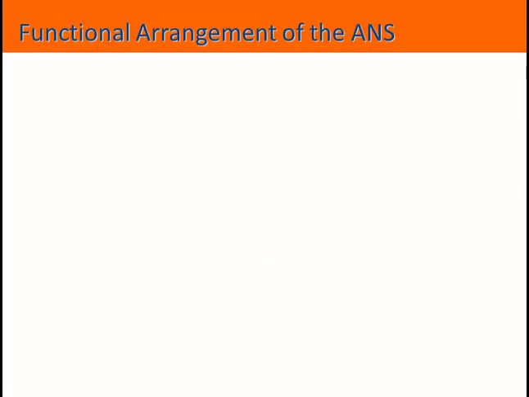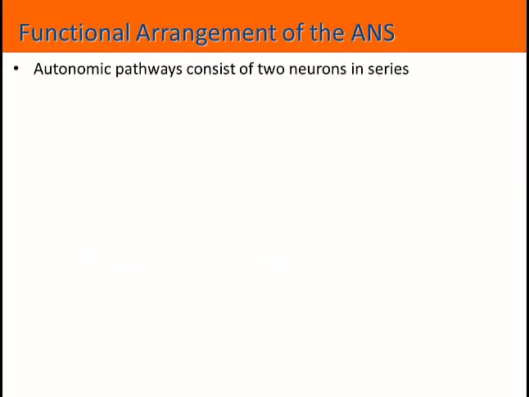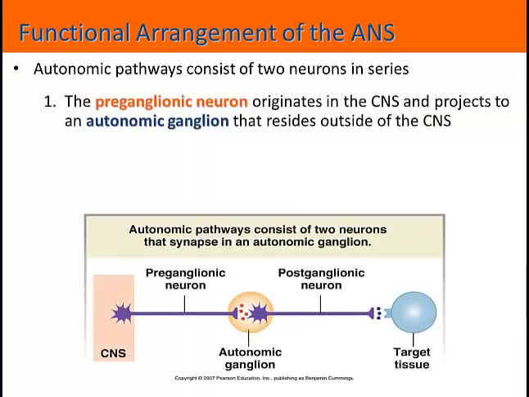The pathways of the autonomic nervous system consist of two neurons in series. The first neuron originates in the central nervous system. Where in the central nervous system specifically will depend on which branch of the autonomic nervous system we're talking about, and we'll talk about those specific locations in a second. But the first neuron, again, is that preganglionic neuron leaving the central nervous system, and it projects towards the autonomic ganglion that resides outside of the central nervous system.